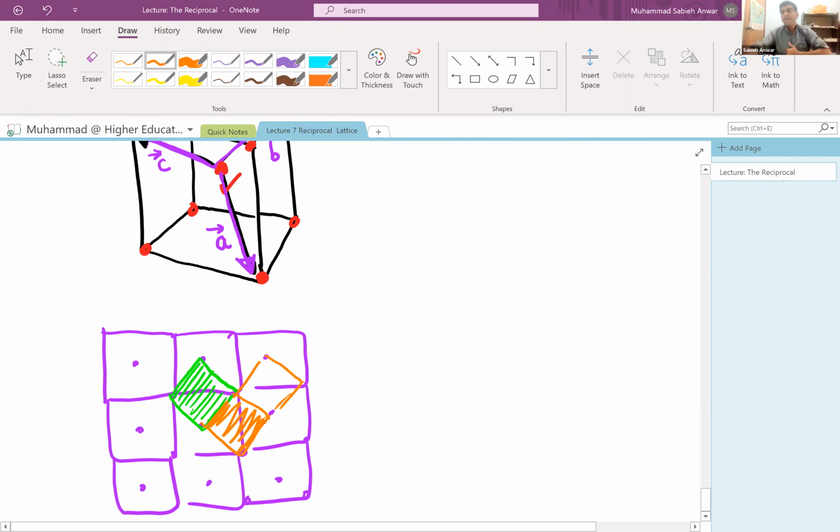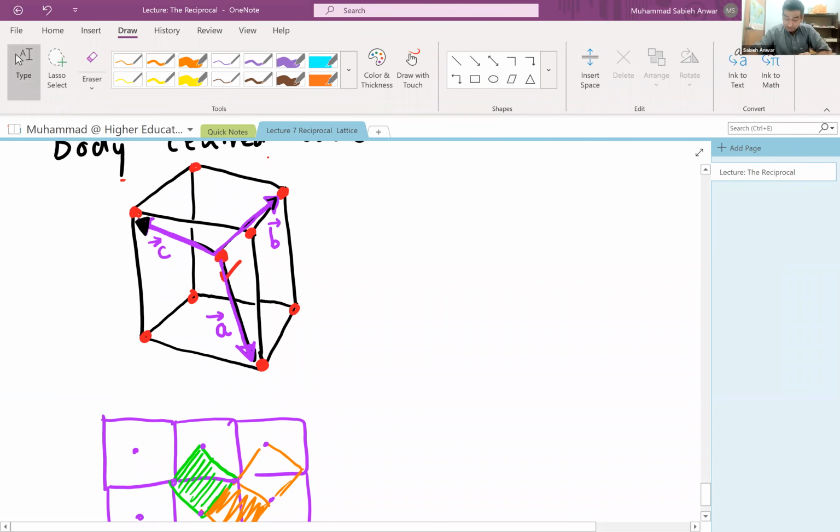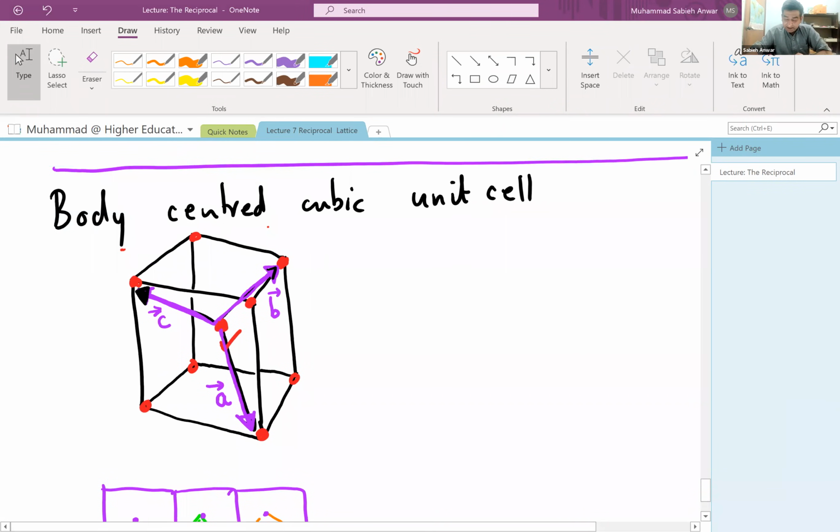So I can always draw primitive unit cells if my lattice type has a body-centered or a face-centered or a base-centered disposition. So I started off with this body-centered cubic unit cell and chose a primitive unit cell basis A, B, and C.